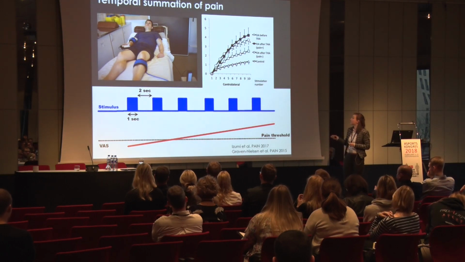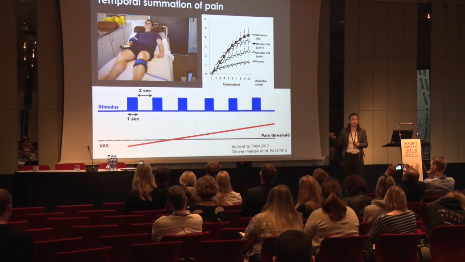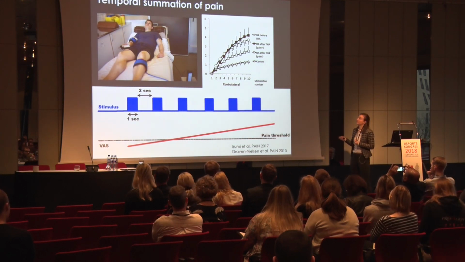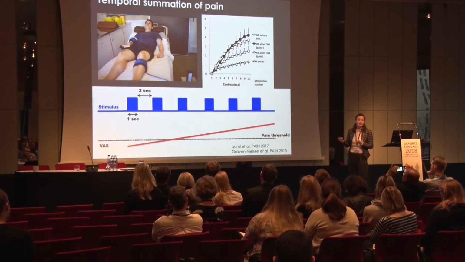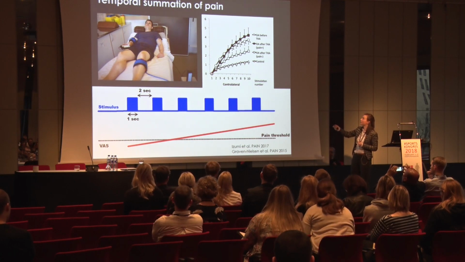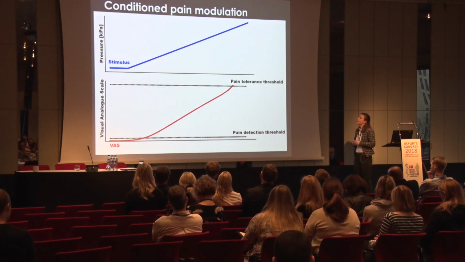And this has been done in a lot of other chronic, long-standing musculoskeletal pain conditions, such as knee and hip osteoarthritis. And what we can see is that those who have knee and hip osteoarthritis have a more facilitated profile. So they have an increased pain response over these 10 stimuli.